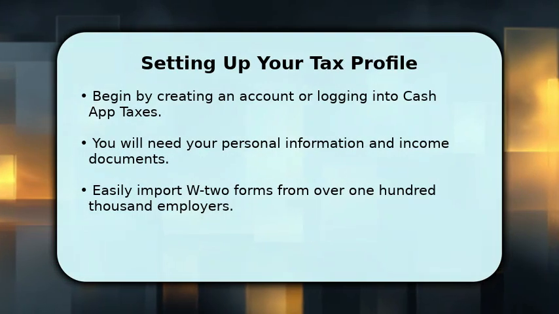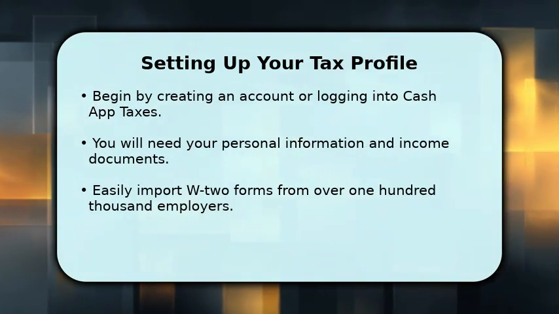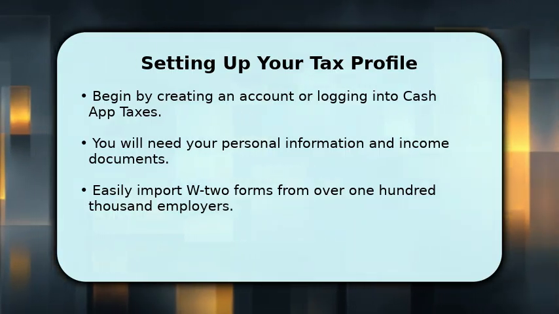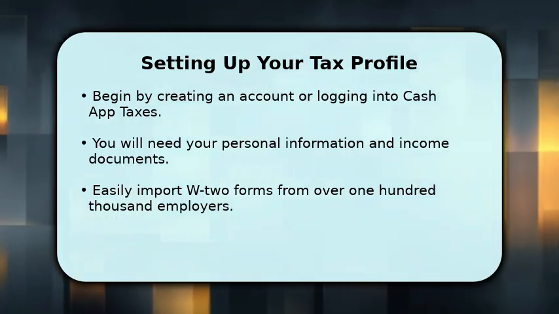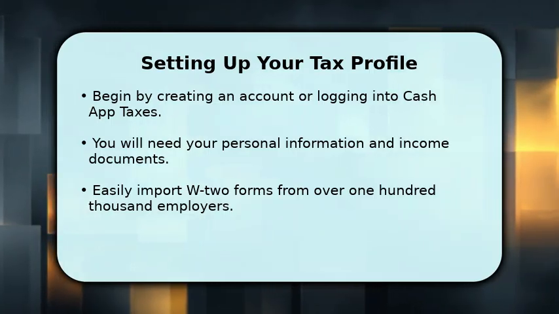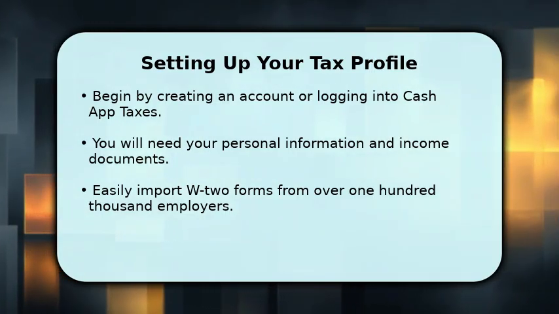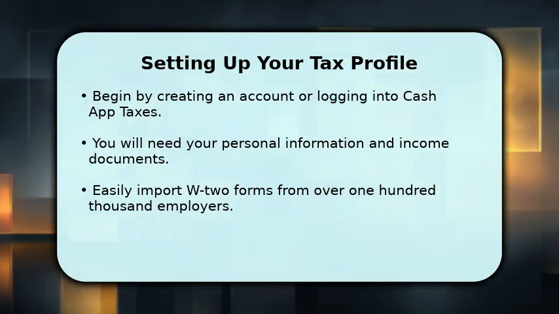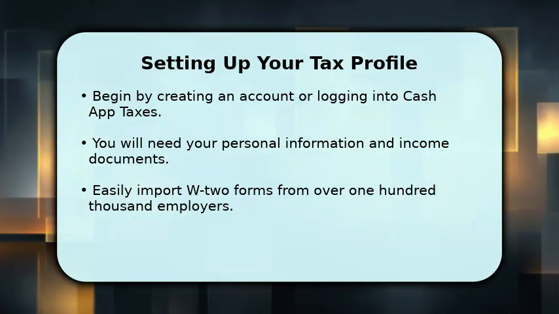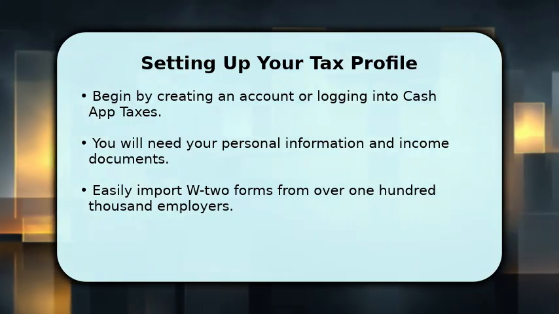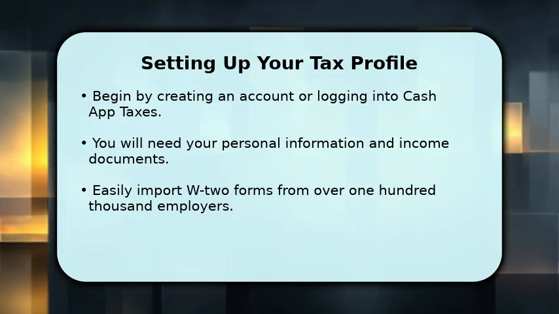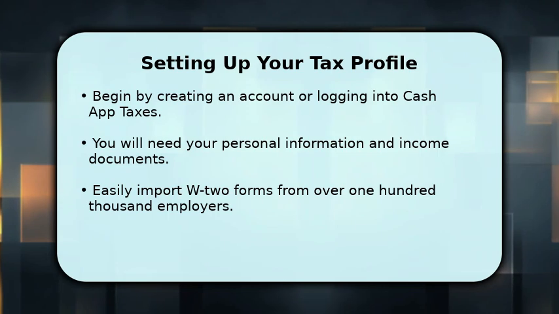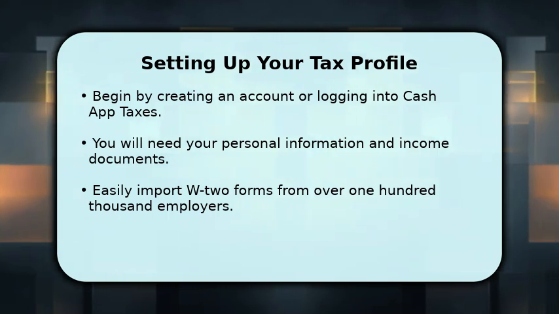To begin, simply open Cash App and navigate to the Taxes section, or visit the Cash App Taxes website. You'll either create a new account or log in if you've used it before. Have your personal details and all income documents, like W-2 forms, ready. A great feature is the ability to import W-2 information directly from many employers, saving you time and reducing errors. If your employer isn't listed, don't worry. You can easily enter the details manually.